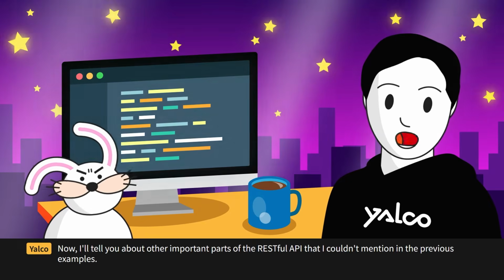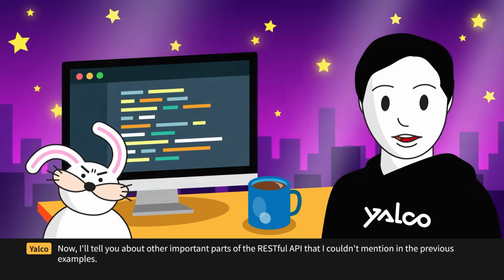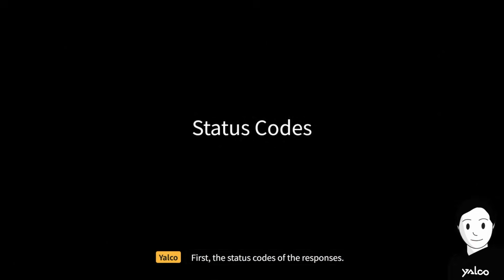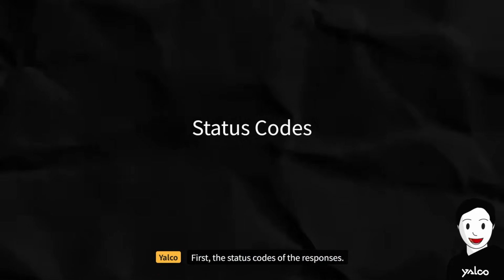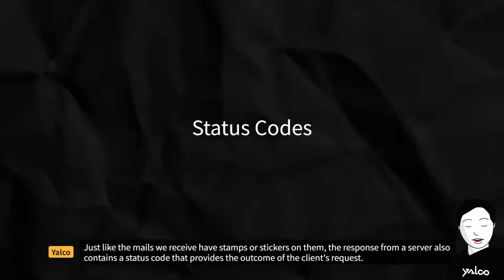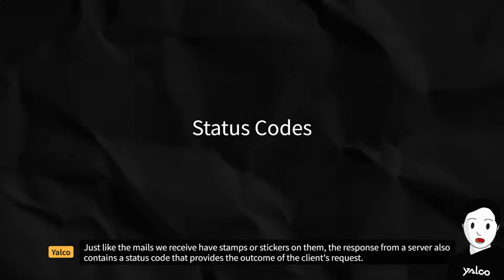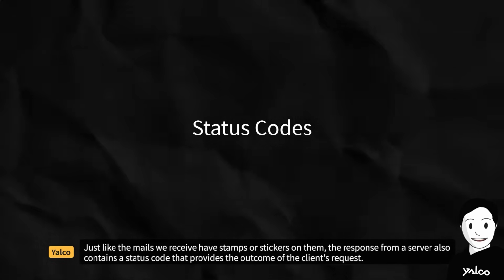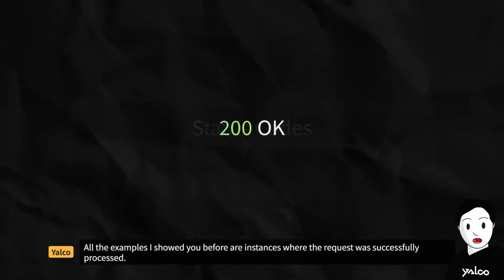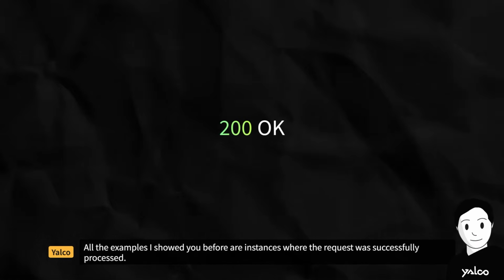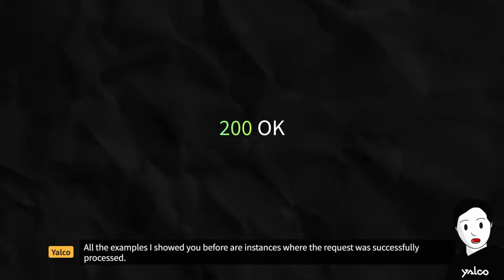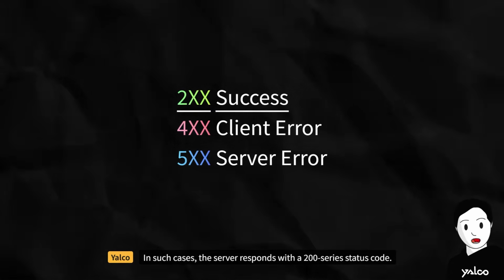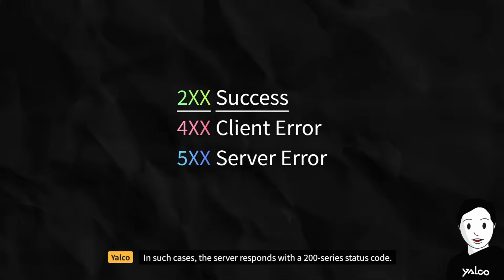Now, I'll tell you about other important parts of the RESTful API that I couldn't mention in the previous examples. First, the status codes of the responses. Just like the mails we receive have stamps or stickers on them, the response from a server also contains a status code that provides the outcome of the client's request. All the examples I showed you before are instances where the request was successfully processed. In such cases, the server responds with a 200 series status code.